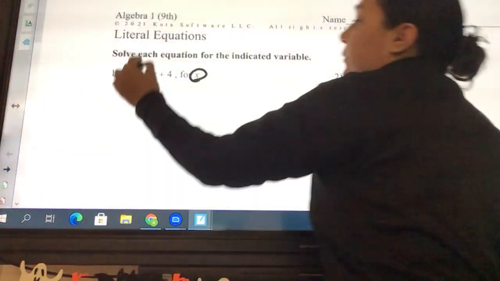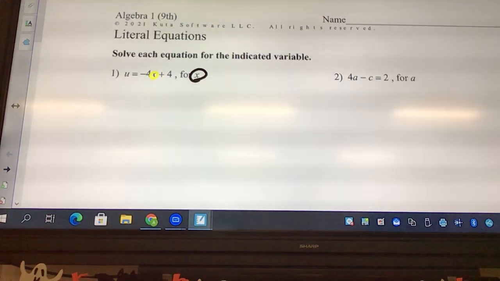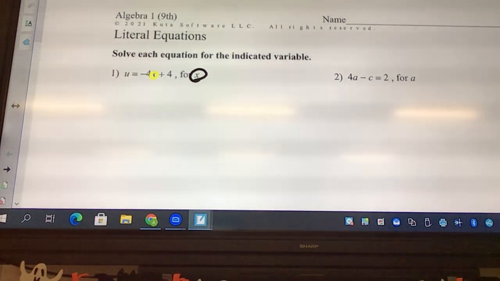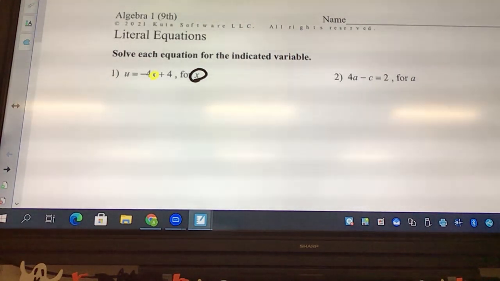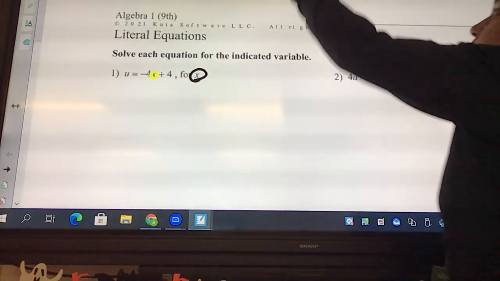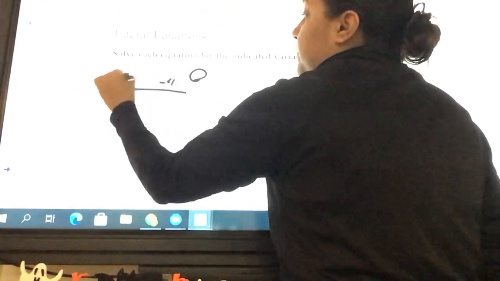Okay, so the very first thing you want to do is find that variable and see what you need to move, so we're trying to isolate that variable and get it by itself. So we need to solve for x. So what needs moved first? The plus 4. How do I move a plus 4? We subtract 4, subtract 4.